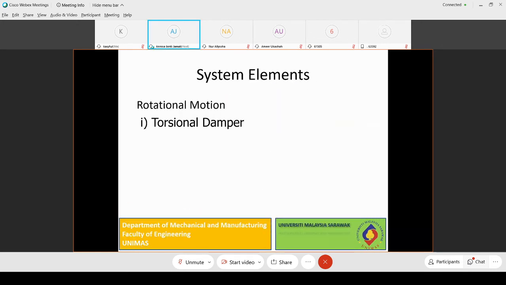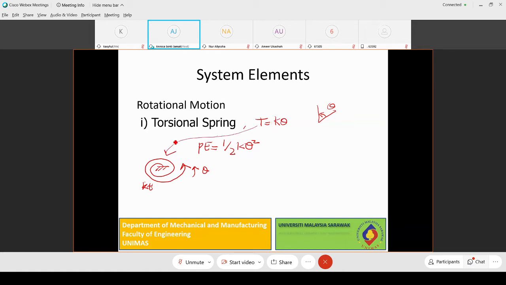Next one, a torsional damper. Let's say you have this spring here, this is how it looks. I think you learned this in your AMM, analysis of mechanic and machine. So this is the symbol. Let's say the spring has the constant KT, and then we have the displacement theta here. So this is the torque given by this spring.